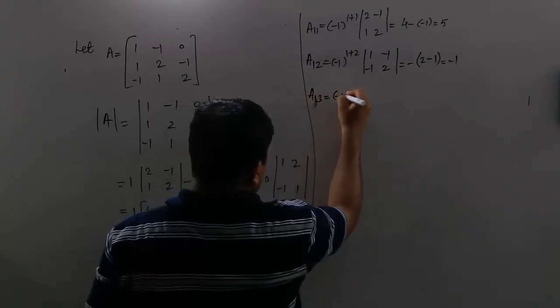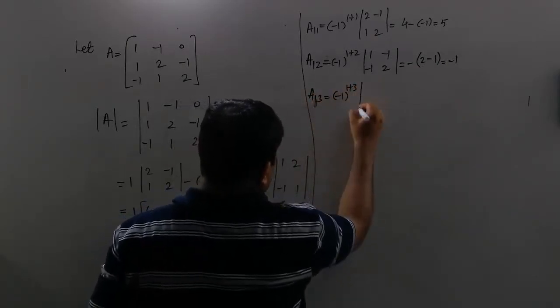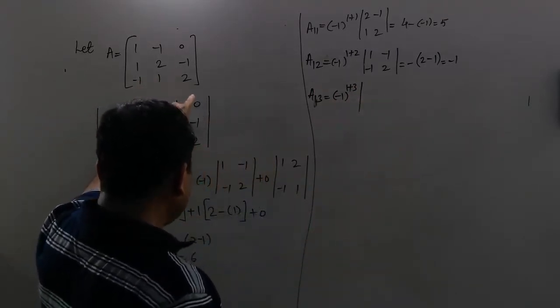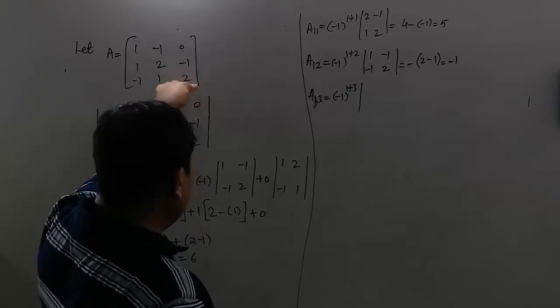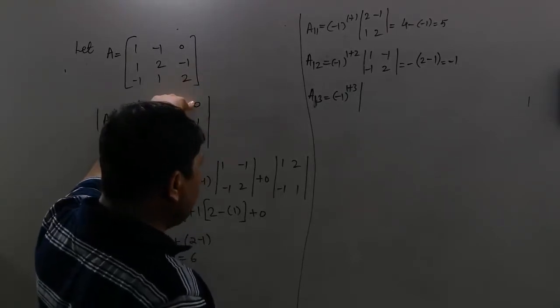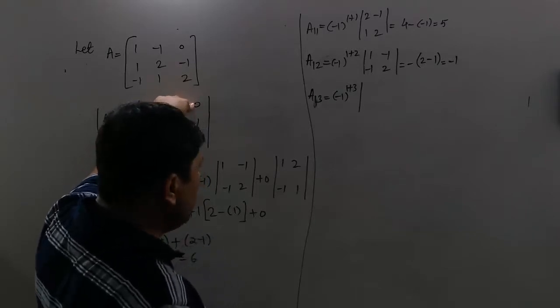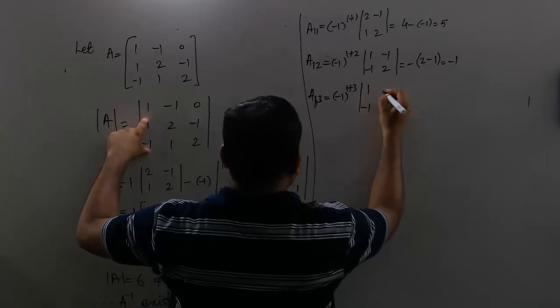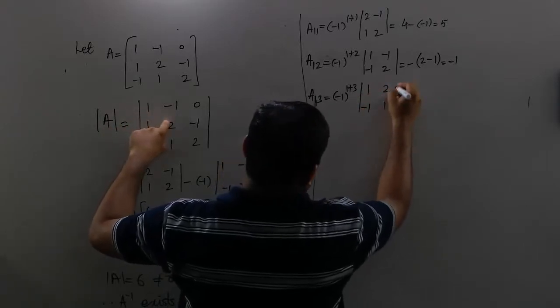Now we can have a13. For this I will have minus 1 raised to 1 plus 3, and the minor of this element. We have to eliminate the third column and first row. If I delete the third column and first row for this element, then we have the minor 1, minus 1, 2, 1.